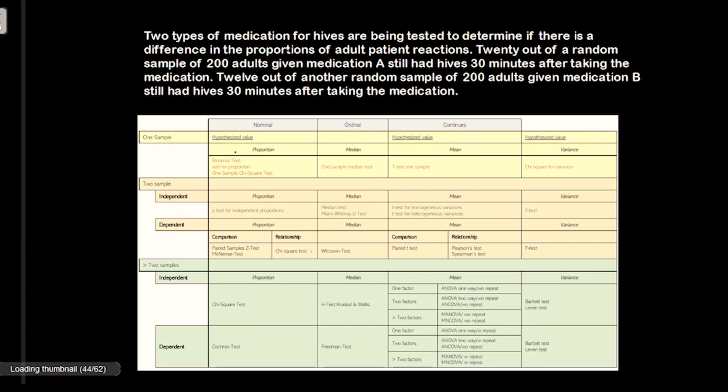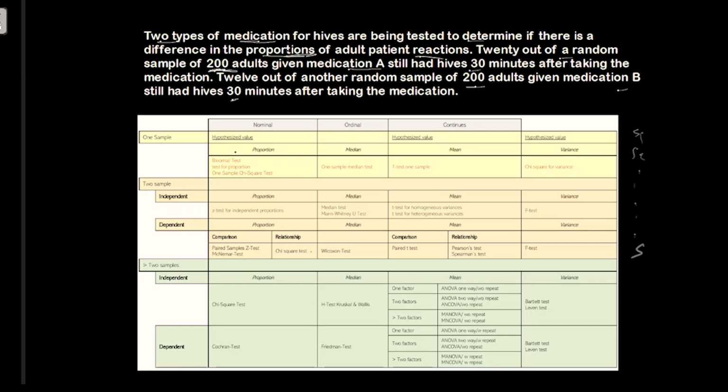Let's take one more question. Two types of medication for hives are being tested to determine if there is a difference in the proportion of adult patient reaction. Now, 20 out of a random sample of 200 adults given medication A still had the hives 30 minutes after taking the medication. And 12 out of another random sample of 200 adults given medication B still have hives 30 minutes after taking the medication.